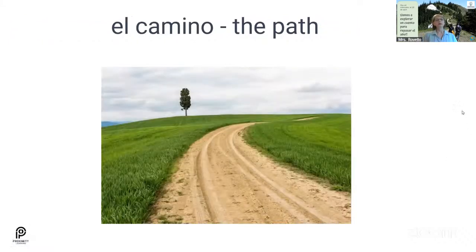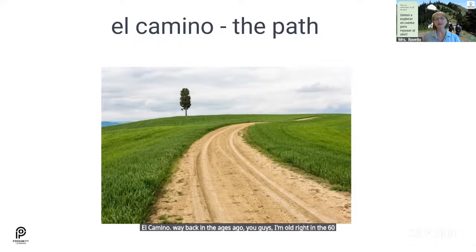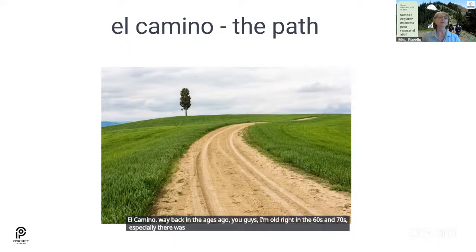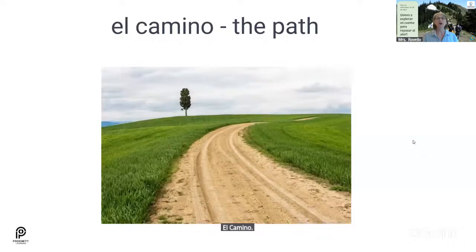Okay. El camino. El camino is a path. Way back in the ages ago, you guys, I'm old, right? In the 60s and 70s, especially, there was a car that was called El Camino. It was an ugly car, but it was a car. It was half car and half truck bed. It was ugly.